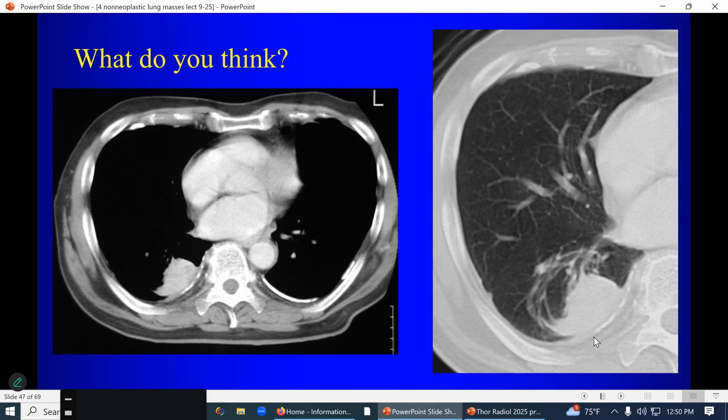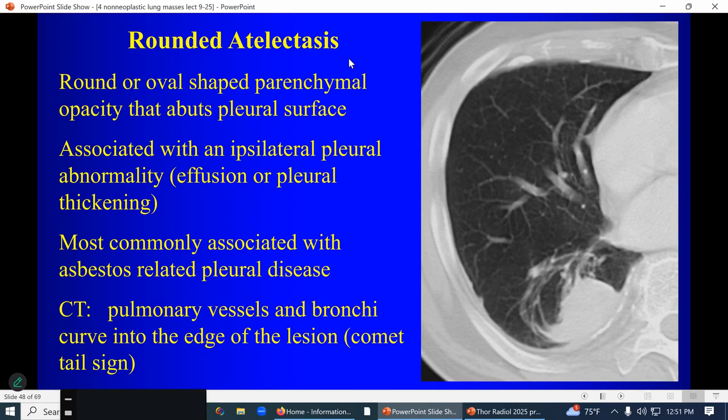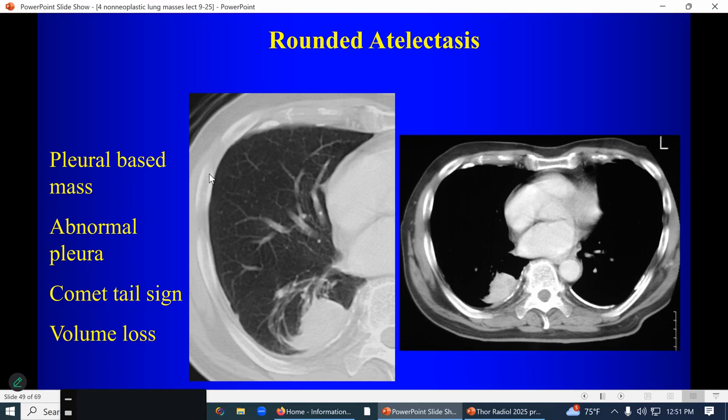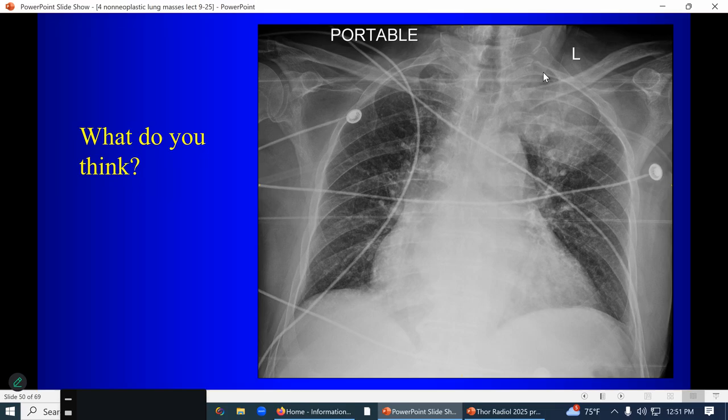What is asbestosis? Nobody knows what asbestosis is? That's parenchymal fibrosis from exposure to asbestos. Pleural disease from exposure to asbestos is asbestos-related pleural disease or asbestos exposure. Right? That's pleural disease, not asbestosis. So that's rounded atelectasis. Kind of recognize that. Right? Pleural-based mass, abnormal pleura, comet tail sign, volume loss, all of that goes with rounded atelectasis.